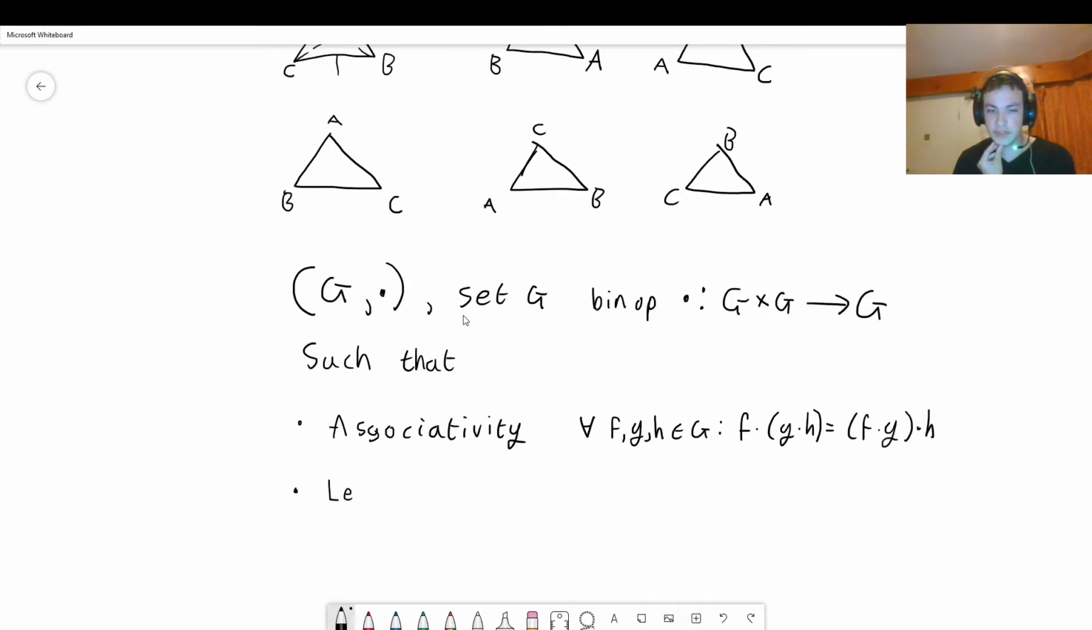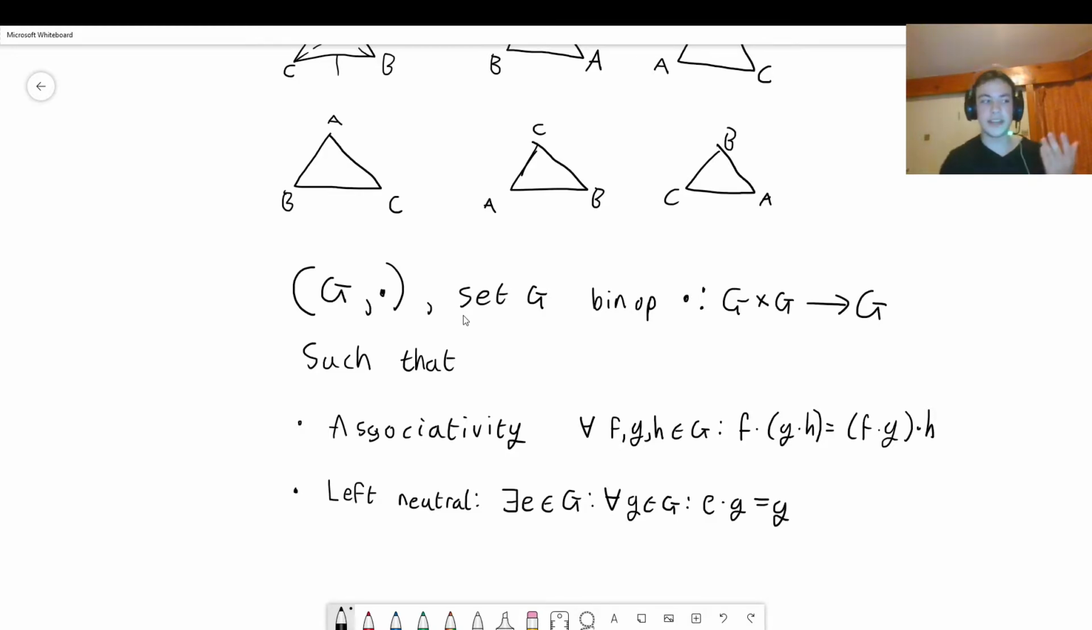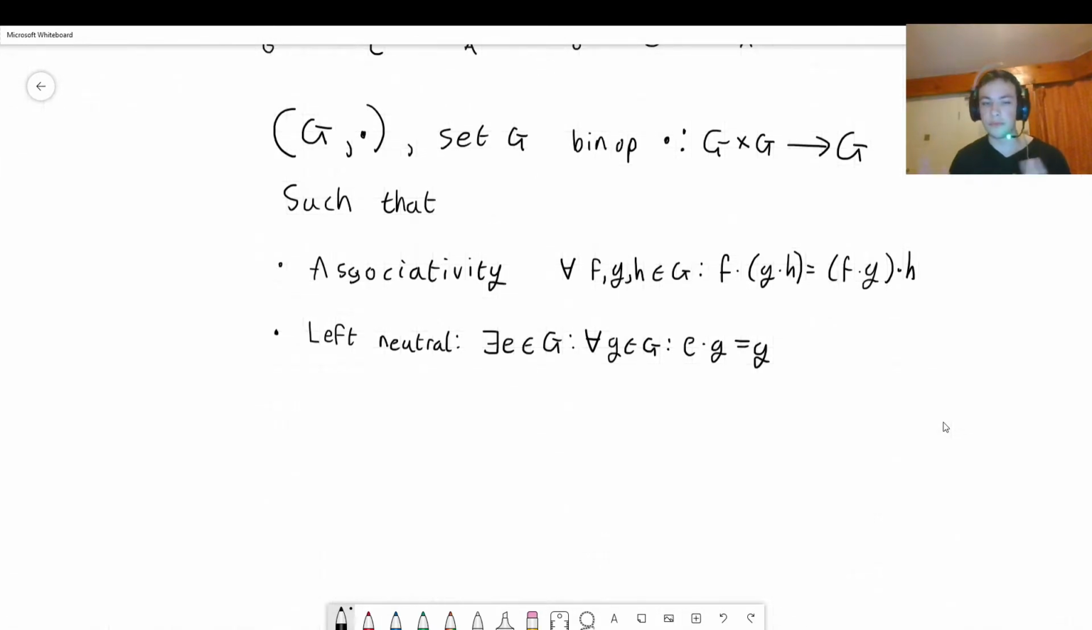We then have this thing called a left neutral element. So there is some element e in the group, which means that for every other element g in that group, we have e dot g is equal to g. So e is this thing that we can operate on another element and nothing will change about it.